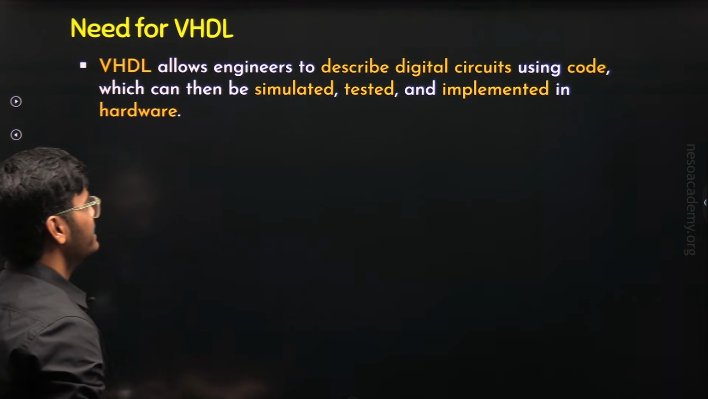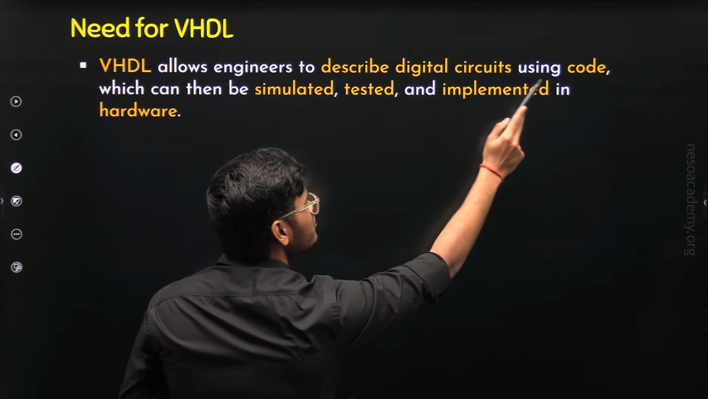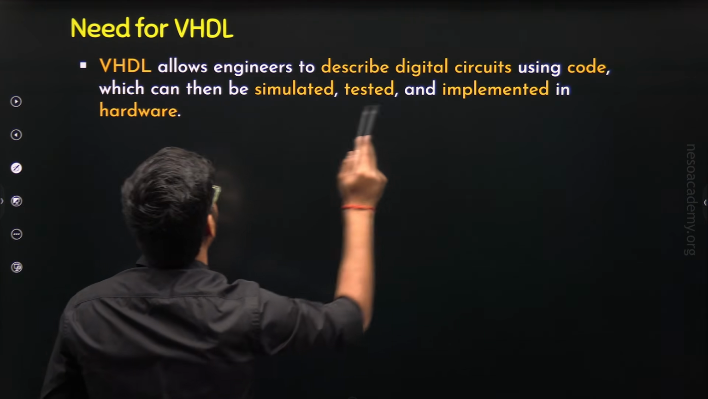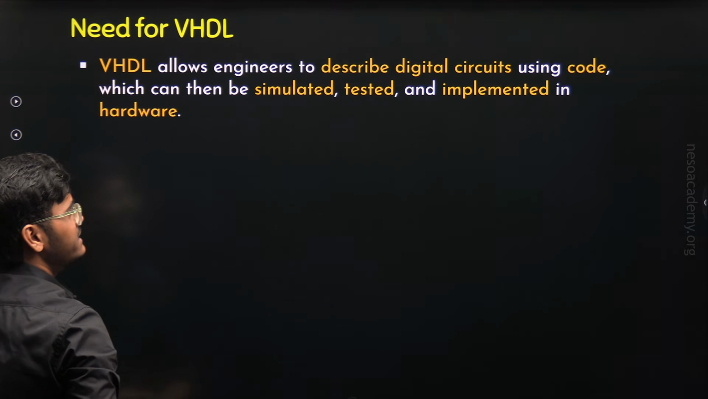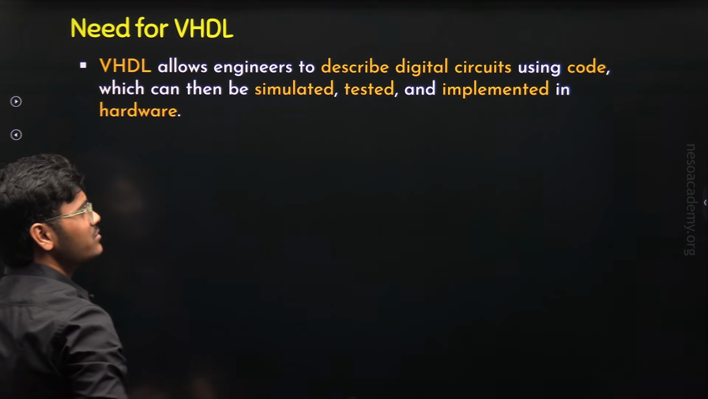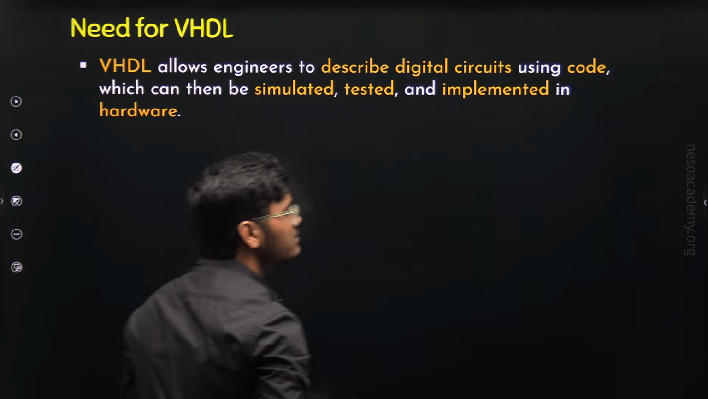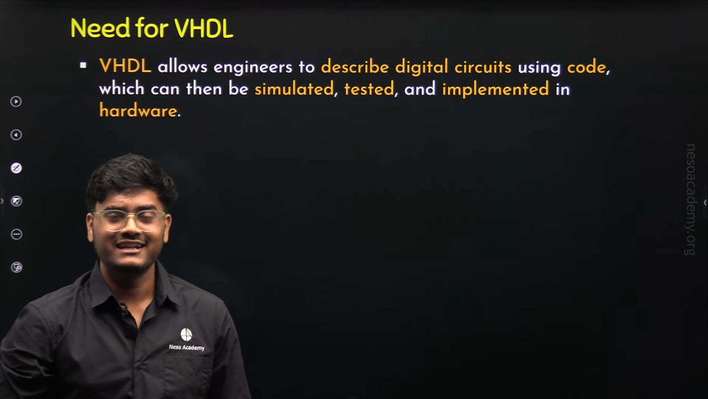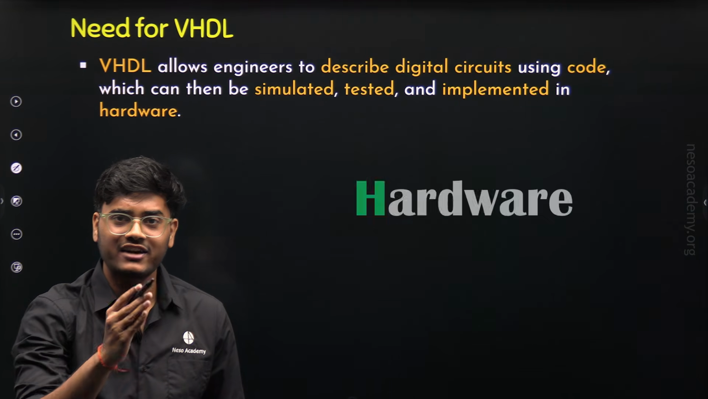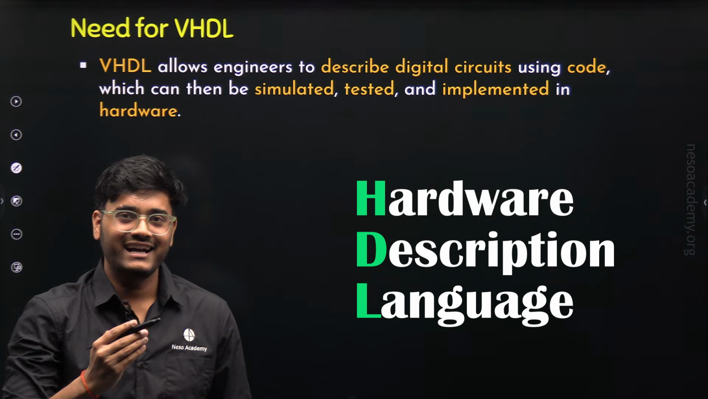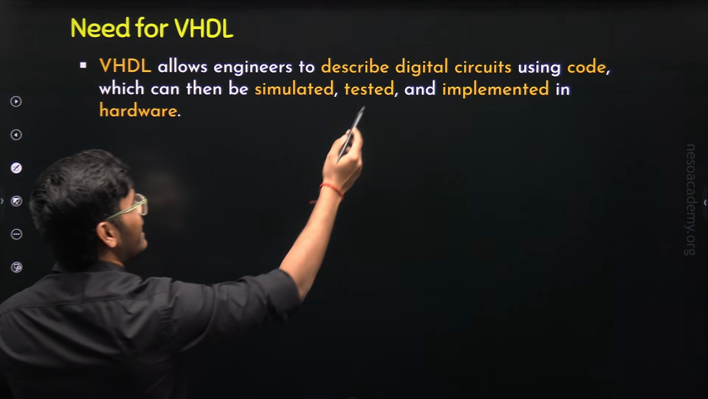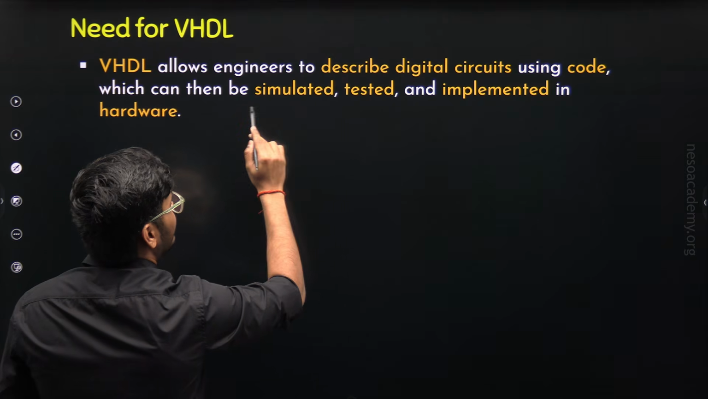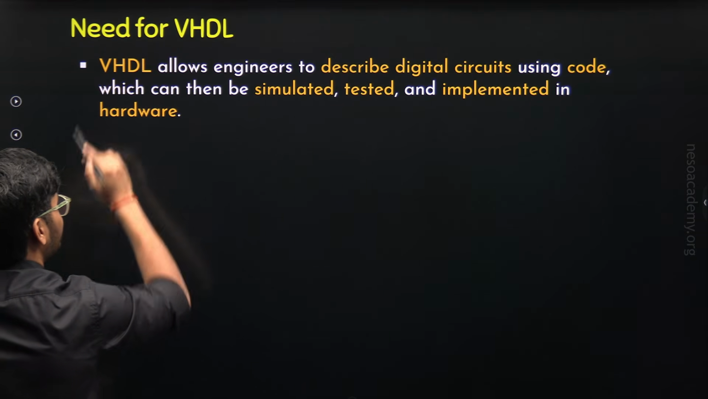VHDL allows engineers to describe digital circuits using code, which can then be simulated, tested, and implemented in hardware. Now, what does that mean? It means instead of drawing the diagrams, engineers write code. Now, this code describes the behavior and the structure of the circuit. Therefore, the name of the language is Hardware Description Language. And after the code is written, the same code can be tested on multiple simulation tools. And after successful simulation, our last step is hardware implementation.